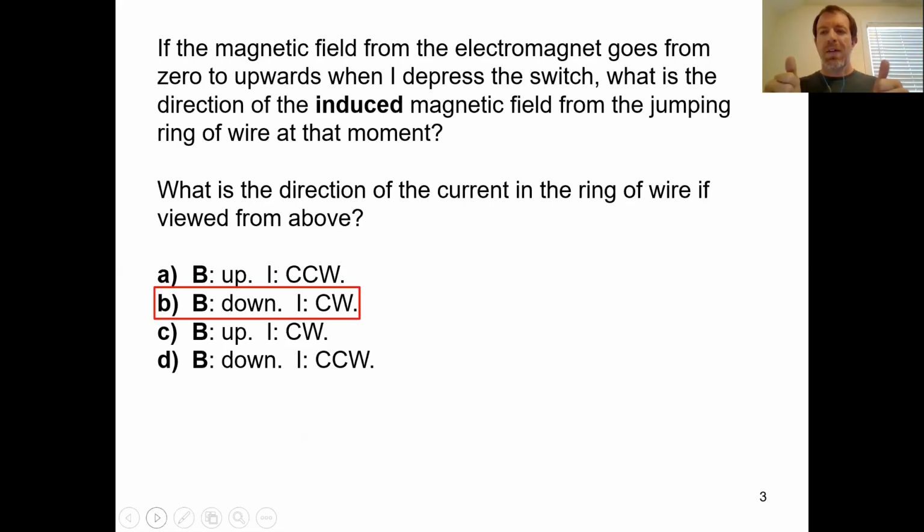All right, I think that nails that. We'll have some more examples of Lenz's law coming up.